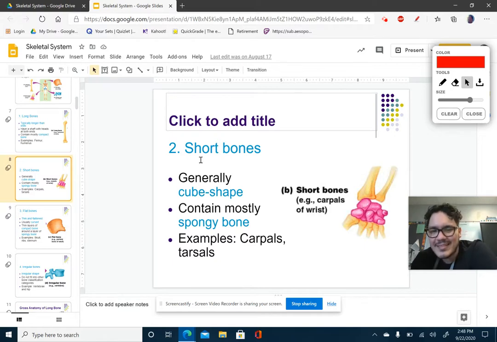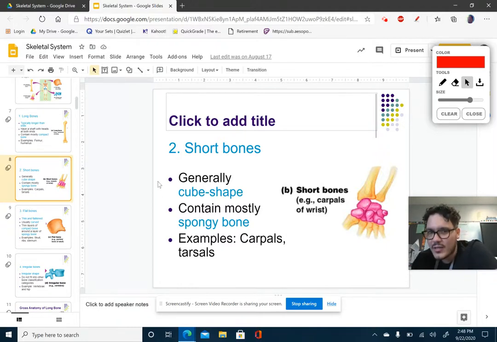Short bones, as the name implies, they're tiny. I think of little pebbles being thrown across a lake. They're generally speaking cube-shaped. The examples that they give us here are going to be the carpals. I had to learn every single one of these bones when I was in college. We don't have to do that. That's a little too much. So I'm perfectly fine with just learning, hey, all of these together, they're called the carpals.